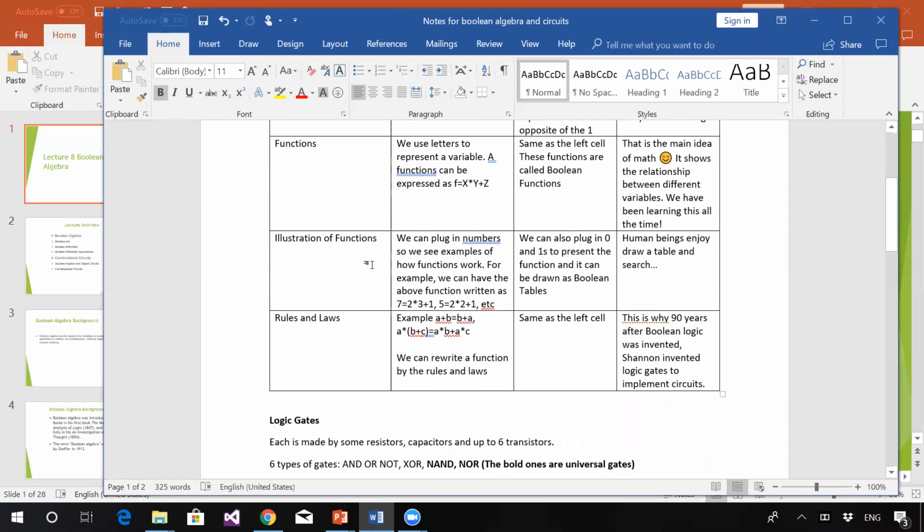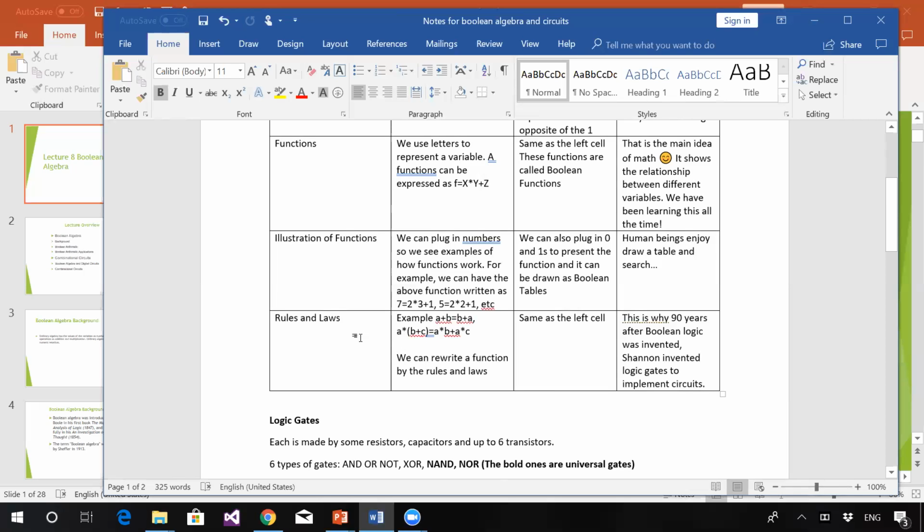To illustrate these functions, if we write a function saying f equal to x multiply y plus z, we understand that if we plug in numbers, then we could calculate the function value f. For example, we could give x as 2, y as 3, z as 1, so we have f is 7.